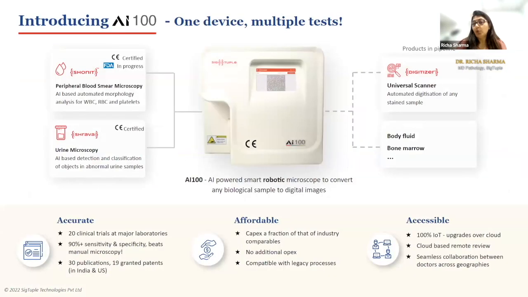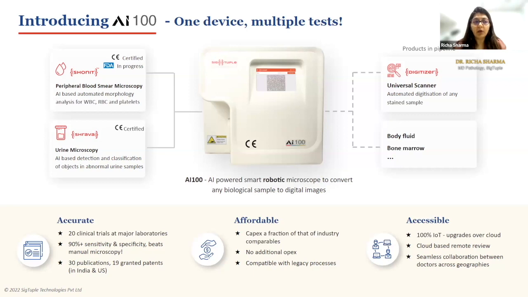So what do we do in this scenario? We introduce a device which is known as AI100. This is our flagship product. It's one device, but it has two softwares on it. One is Shonit, the other is Shrava. Shonit is Sanskrit for blood and Shrava is Sanskrit for urine. So these are basically artificial intelligence driven softwares.